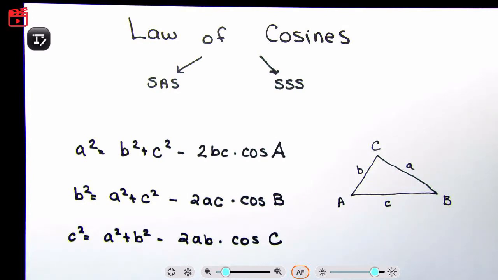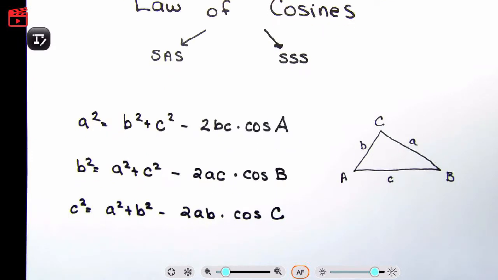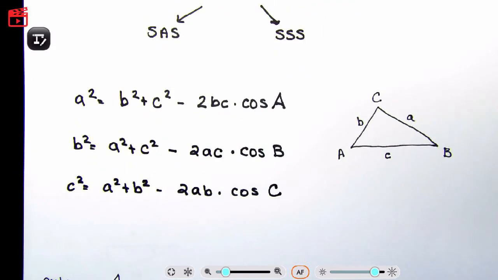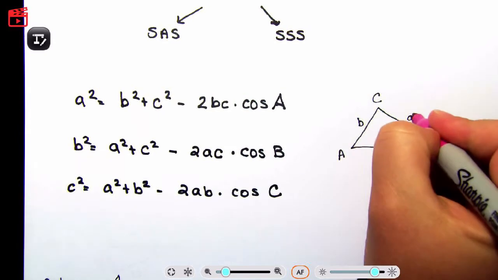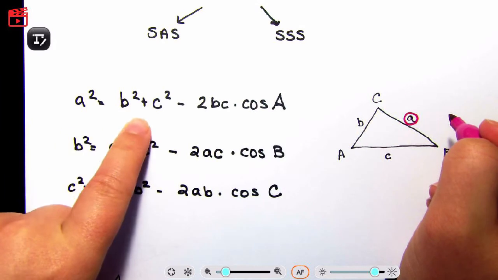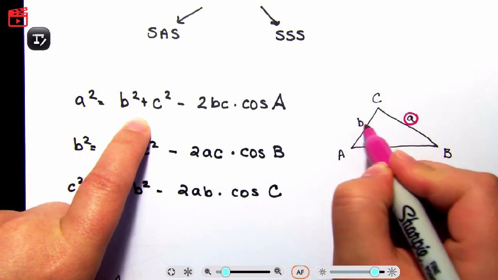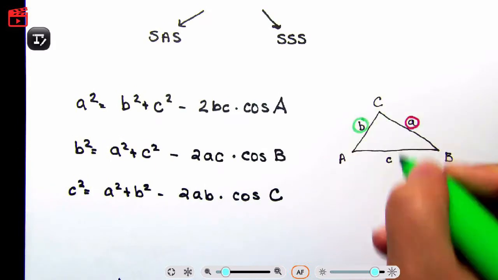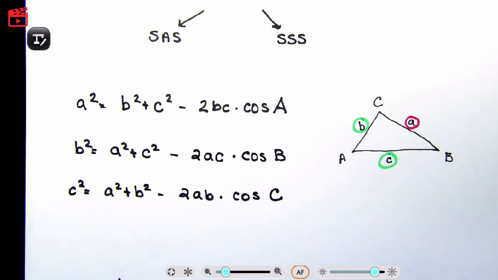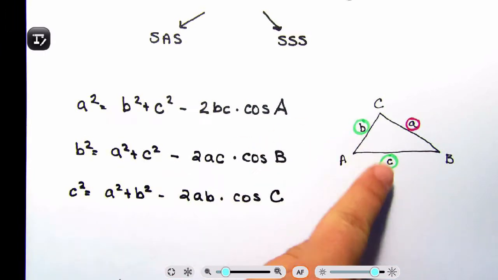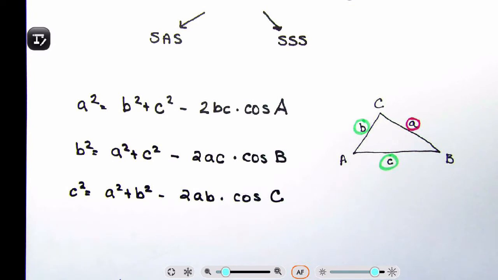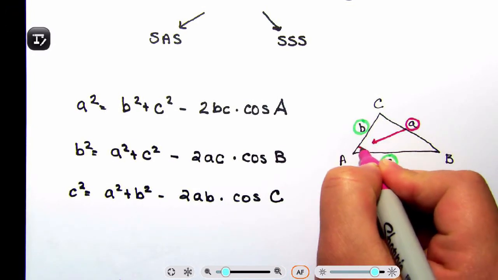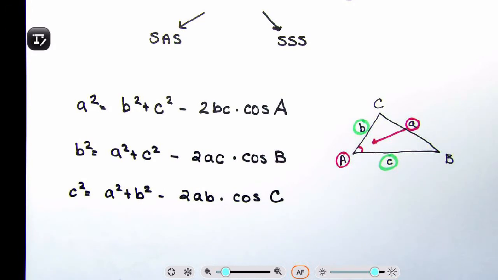Now, what is the law of cosine? There are three different ways that you can write this. Technically, it's the same exact thing. It just depends on how you label your triangle. But ultimately, what it's saying is, if you take a side, let's do the first one, you take a side, square it. That's going to equal the other two sides added together, each one squared. But you're going to subtract two times these two sides, and then multiply by the cosine of your angle measure.